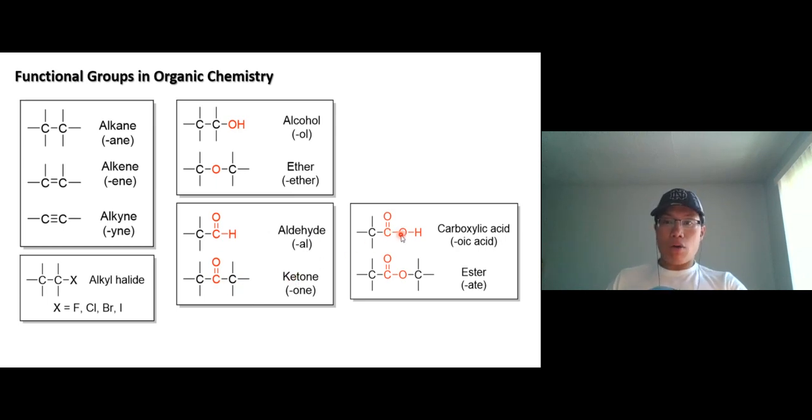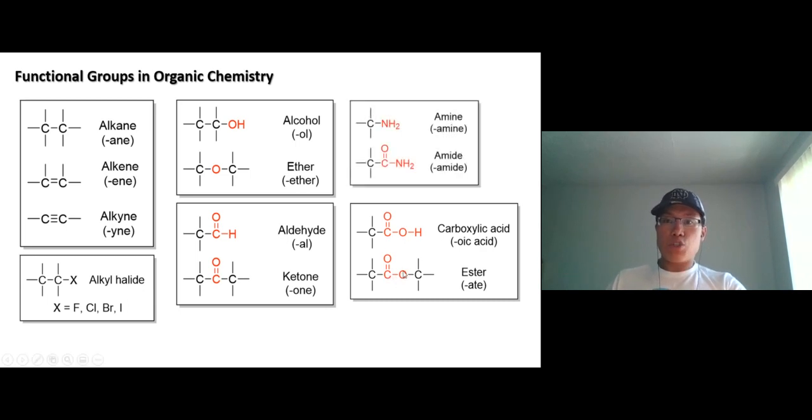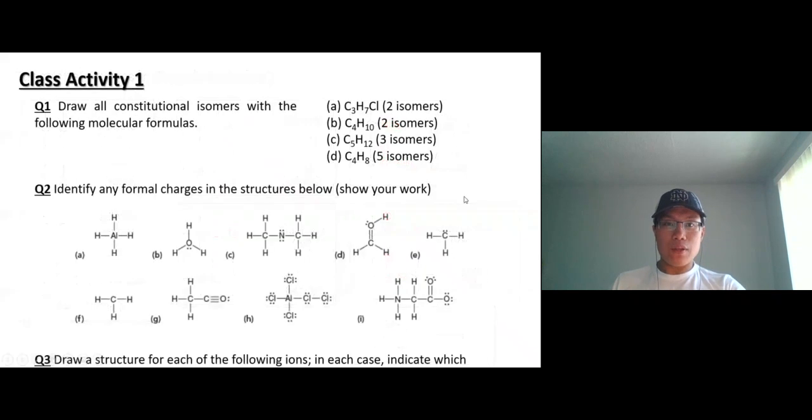Carboxylic acid, C double bond OH, that shows the acidic property. It's the only functional group that has acidic property. C double bond O, O, that's an ester. Add two more: we have a basic functional group we call amine, and we have amide, which is a product of carboxylic acid and amine. You can see them, half carboxylic acid, half amine right there. And the last one, you probably have seen a benzene ring, looks something like that. Maybe naphthalene, two benzene rings fused together. We call it arene. That's the name of the functional group. We call it an aromatic system.